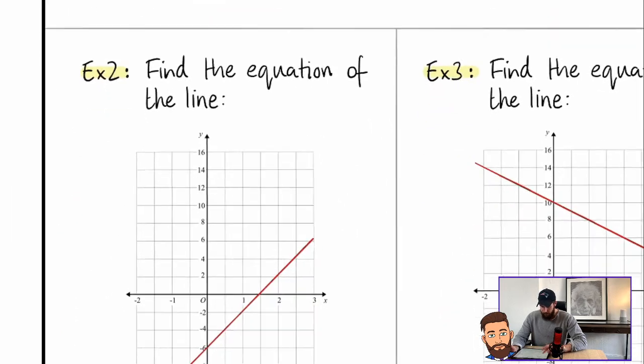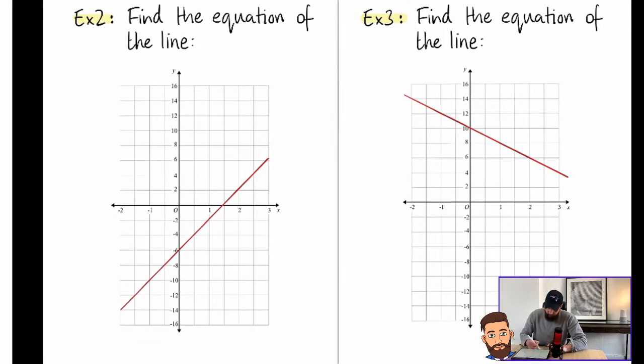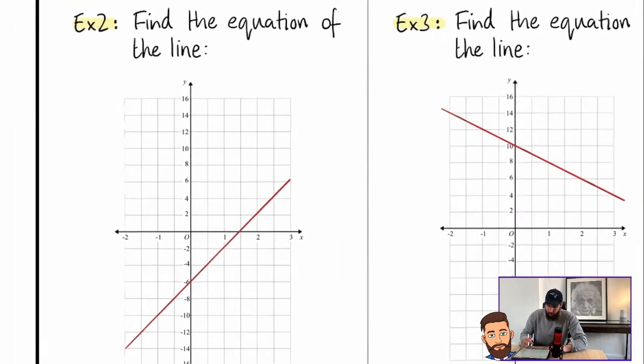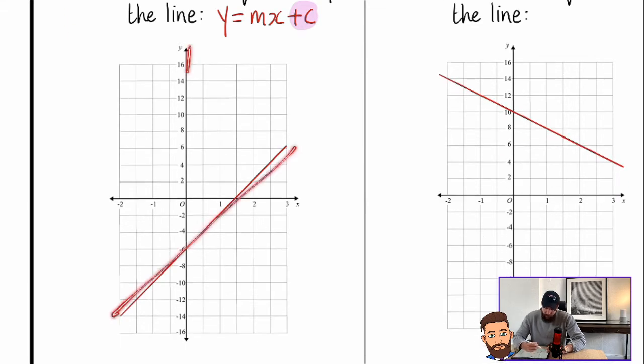So example 2. Find the equation of the line here. Well, first of all, as always, we're going to write y equals mx plus c because I know that is the equation of a straight line. The easiest part of all of this is to identify the c. Remember, c is the y-intercept. Where does this red line cross the y-axis? Well, that is obvious. It's easy. -6. And then the tricky part is to find the gradient.